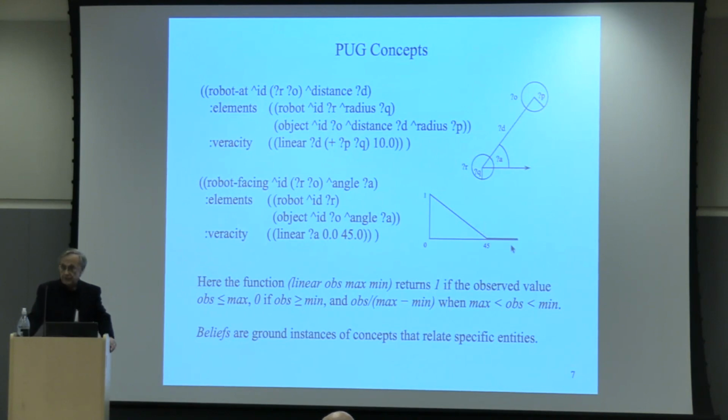So these are not probabilities. This is more like a typicality match. So for example, is the robot facing a target? Well, it can be facing it more or less. And if the angle is 0, then it's a match score of 1. If it's an angle of 20, then it's going to be less than 1.